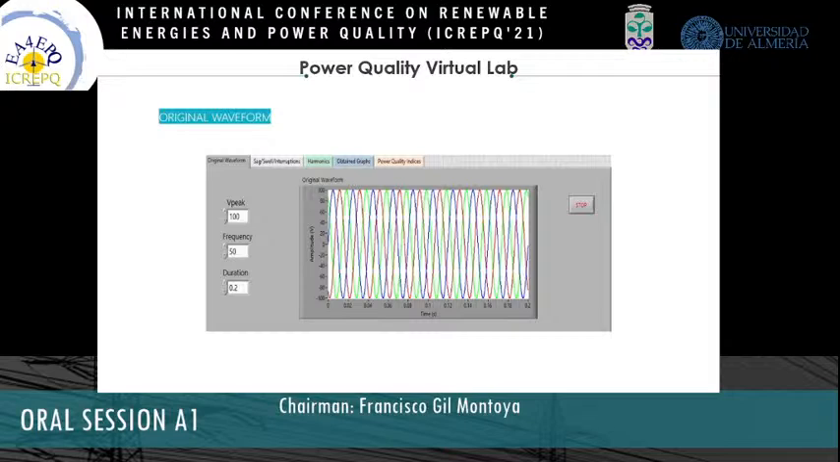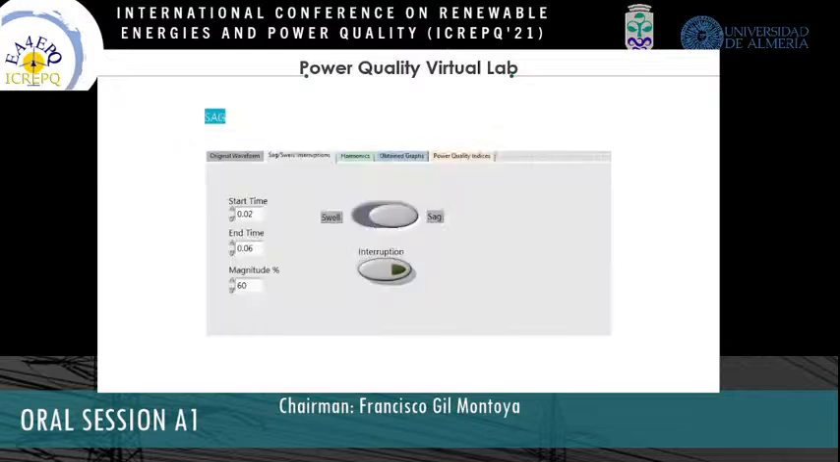This figure represents the original waveform, where the values of the voltage peak, the frequency, and the duration of the signal were set by the user. This fundamental waveform is free from any disturbance. In the next figure, the push button is set on the sag side. Therefore, a sag voltage of 60% of the nominal voltage affects the signal between 0.02 seconds and 0.06 seconds.